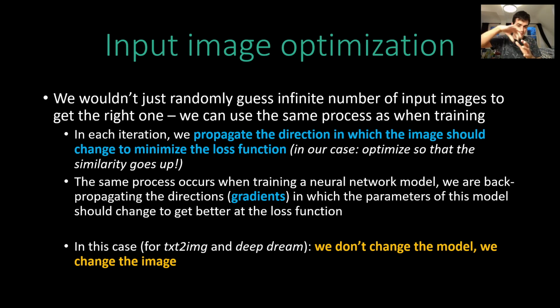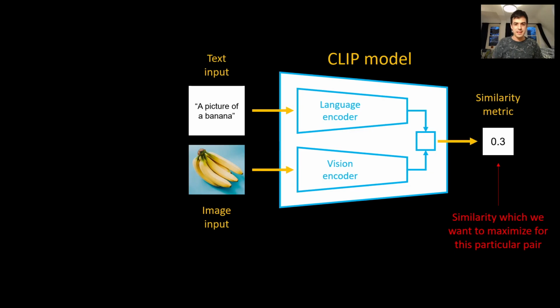We back propagate all of these gradients all the way through the network, and get all the way to the image. That's the thing that we will change, not the model, but the image. There we get some sort of directions that we know we should change this image in. So let's visualize this now. Given some input text, which is a picture of a banana, and given, let's say, a random image or maybe noise at the beginning, we want this similarity metric of a pre-trained CLIP to be as large as possible. This is the similarity that we want to maximize for this particular pair.